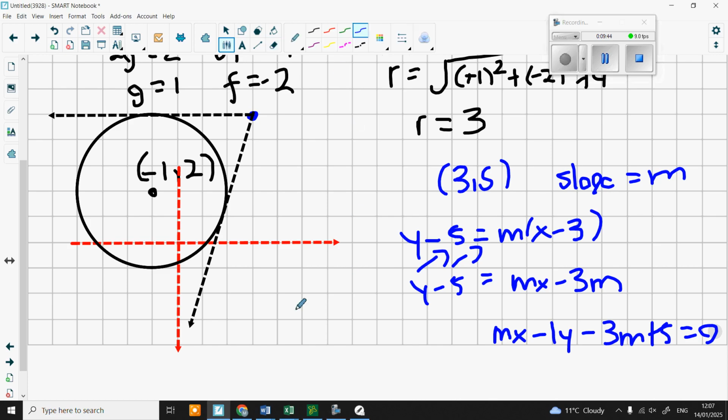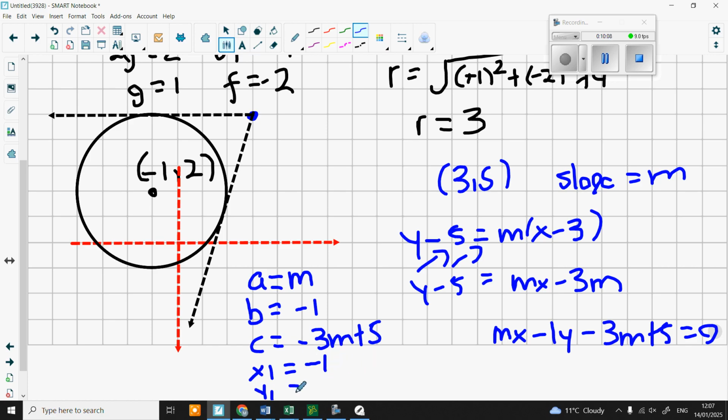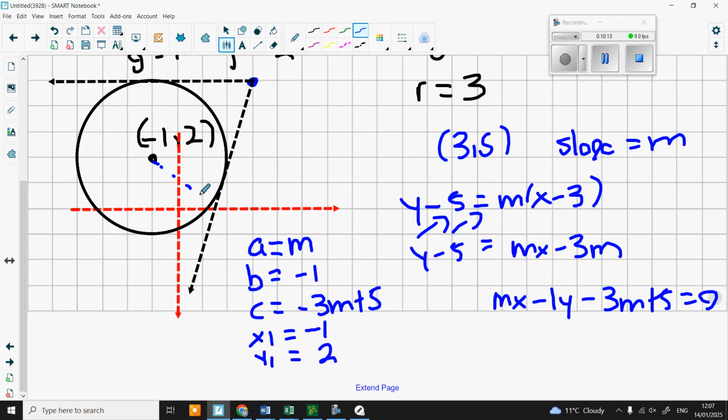Now, we're going to run through our numbers here, okay? Now, we're going to make our list. What's my A value? M. What's my B value? Minus 1. What's my C value? Minus 3m plus 5. What's my x1 value? Center of the circle, minus 1. What's my y1 value? 2. What's my distance value? How far did they have to be away from my center? 3. There we go.